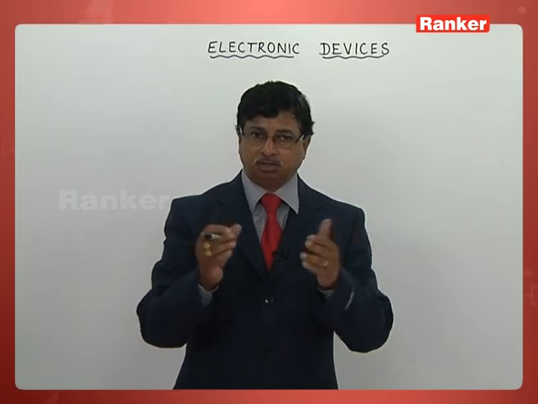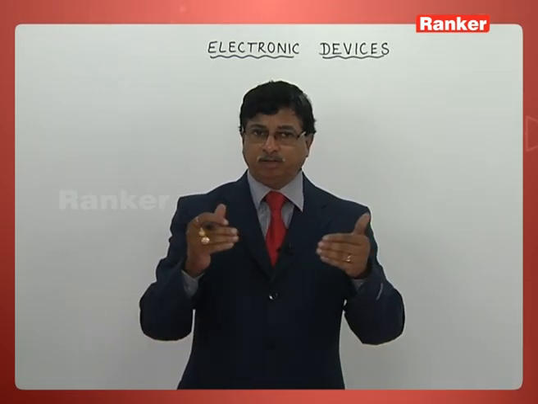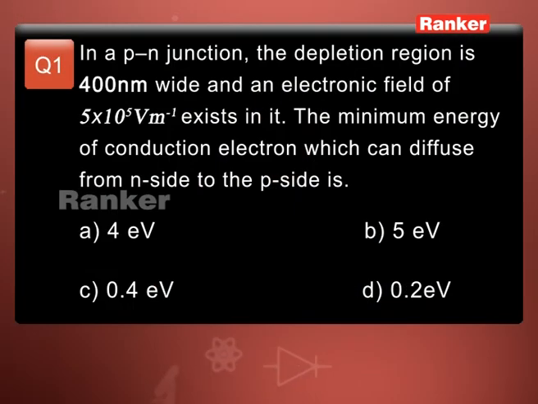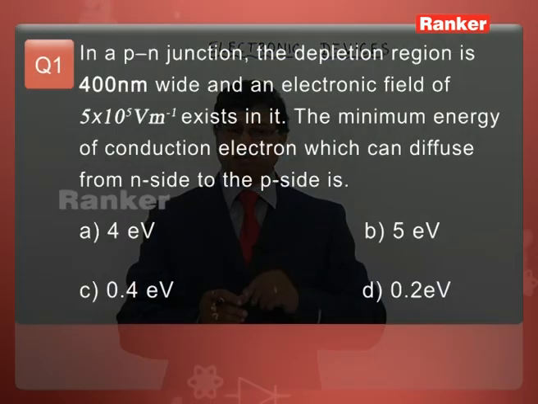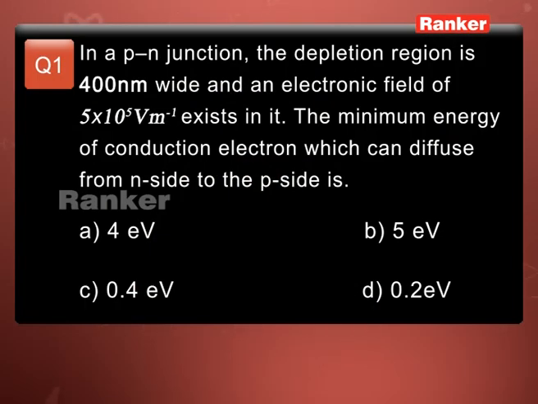That means, in that particular depletion layer, the electric field existing, he has given us, is 5 into 10 power 5 volt per meter. The minimum energy of a conduction electron which can diffuse from N side to P side is how much? And of course, he has given the options this way. The first option has 4 electron volt, second option has 5 electron volt, third option has 0.4 electron volt, and fourth option has 0.2 electron volt.